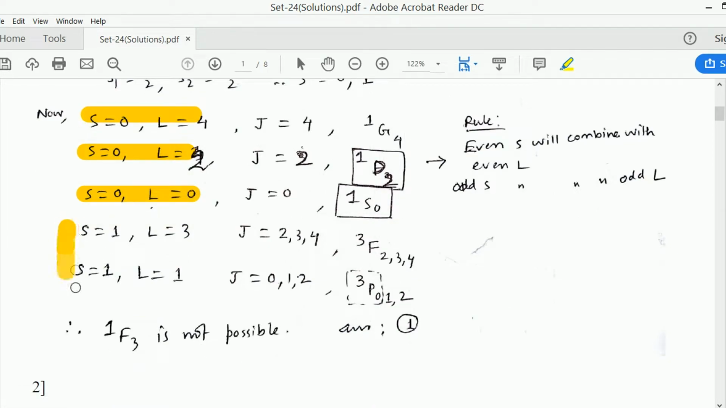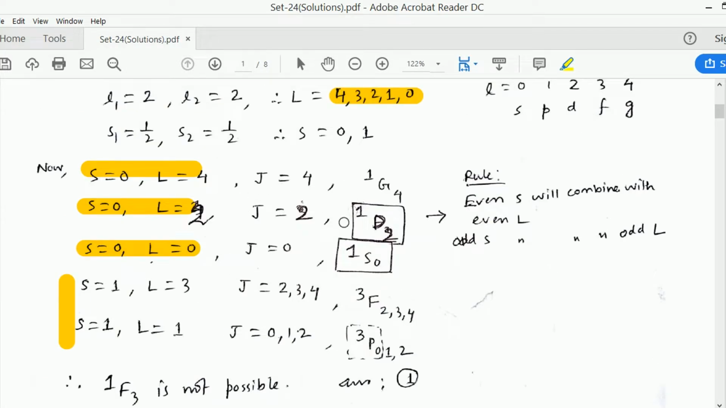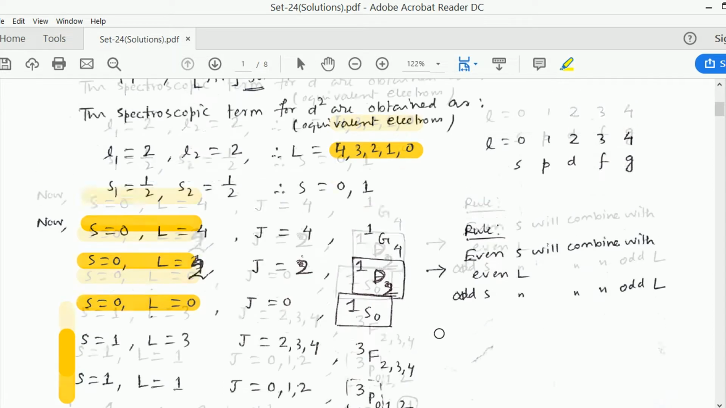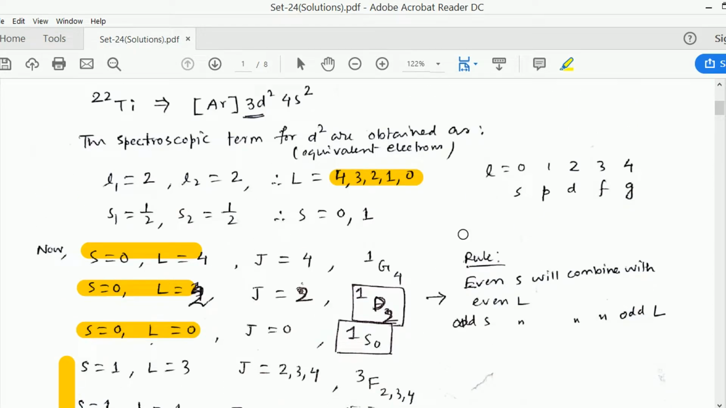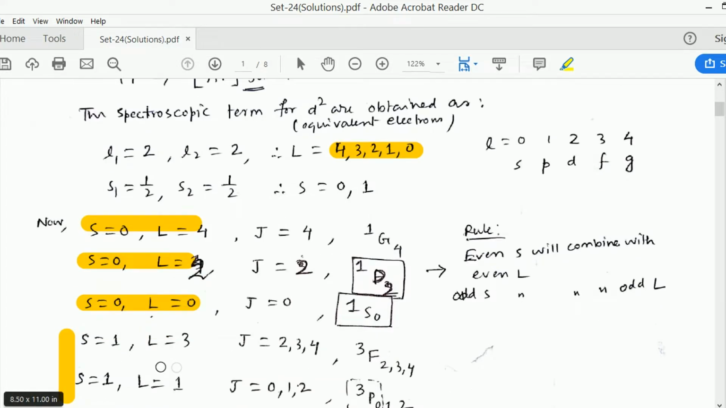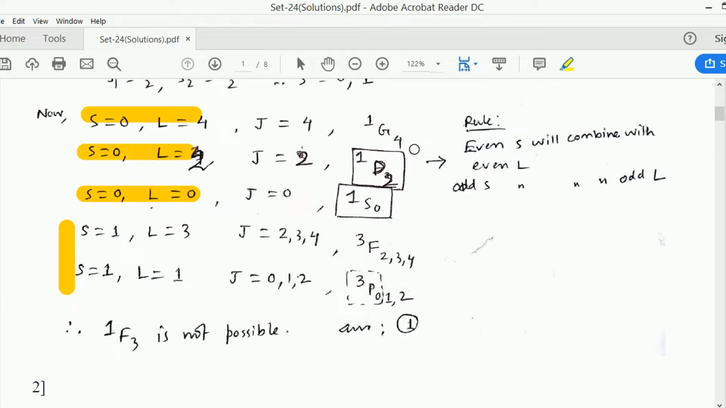And in the second case we take odd S, odd L, and accordingly we will get J values. How do we calculate the J value? The J value is calculated in the same way: L minus S to L plus S. All the values in between will be considered as J values. So for this case also, look, S equals 1, L equals 3. So J equals 3 minus 1 to 3 plus 1, so 2, 3, 4. Accordingly we got these many spectroscopic terms.